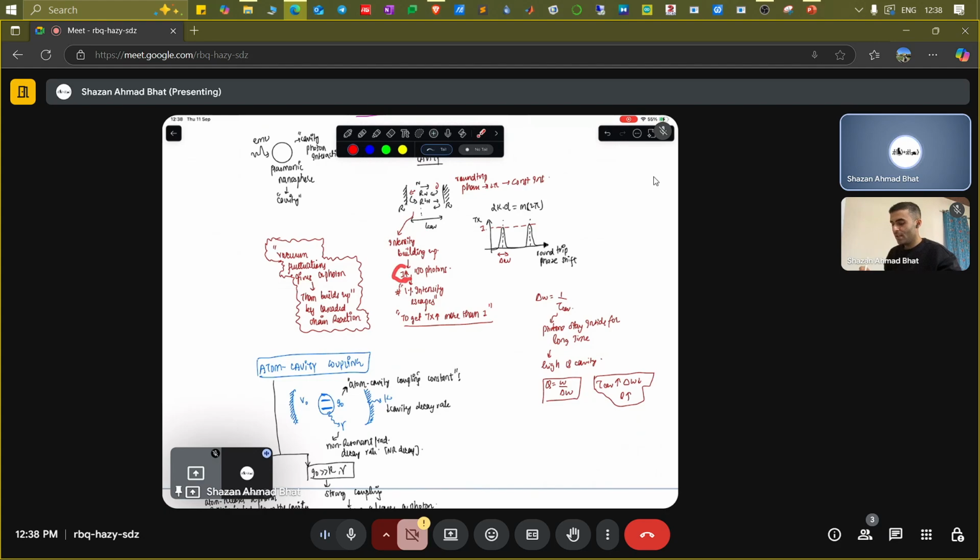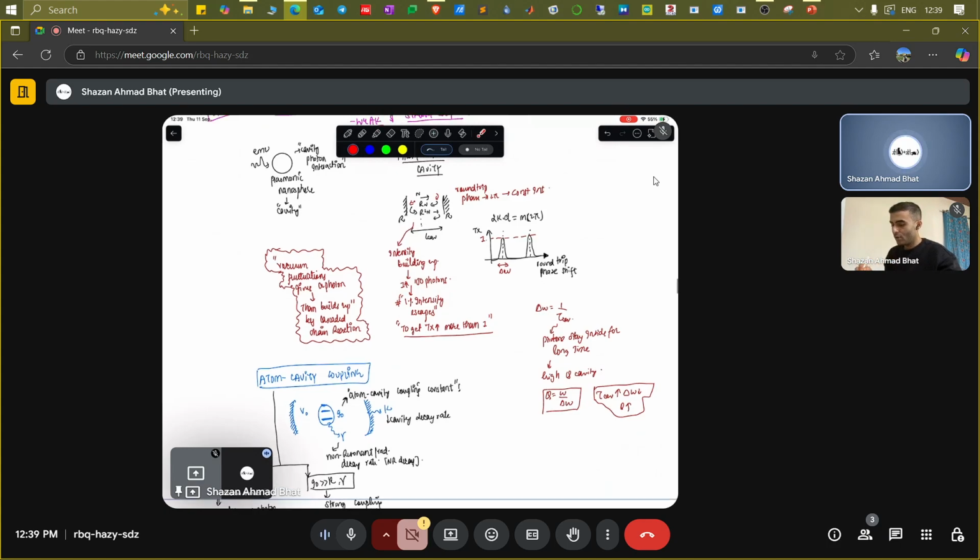So intensity increases. That means if there are 100 photons built up, and even if 1% of the photons escape, then it will be a huge intensity. So that's how you build up the intensity in the Fabry-Pérot cavity. And particularly, these are very useful in interferometers. I have worked on one of the Fabry-Pérot cavities in a Michelson interferometer.